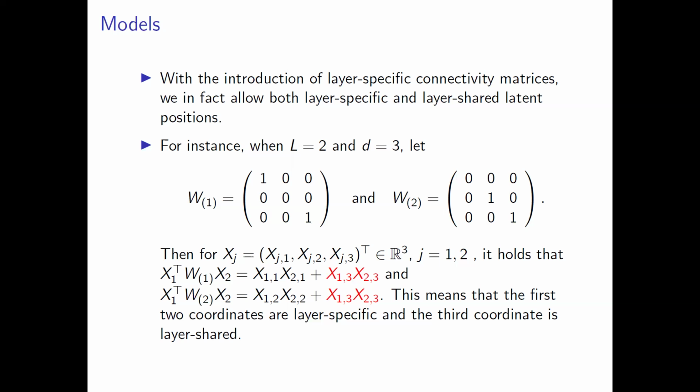And you can see that in this expansion, the third coordinate of the latent positions affects the probability in the same way. So that means that the third coordinate has the same effect across layers. However, the first and second coordinates do not have the same effect across layers. So there are some layer-dependent things, which are the first and second coordinates, and there are some latent things that are the same across layers.